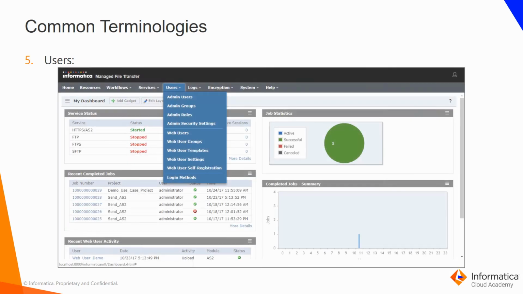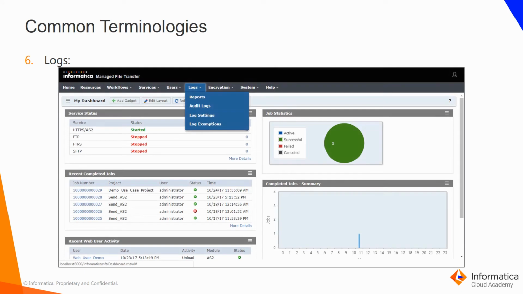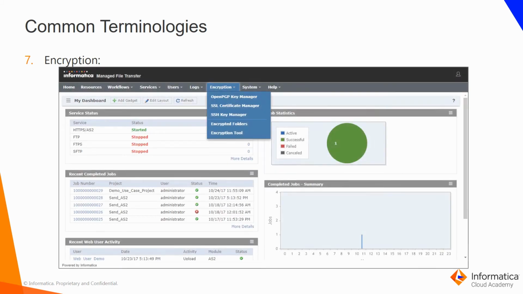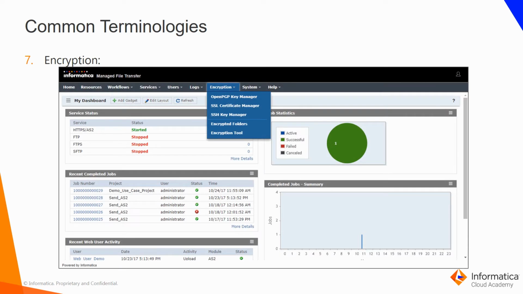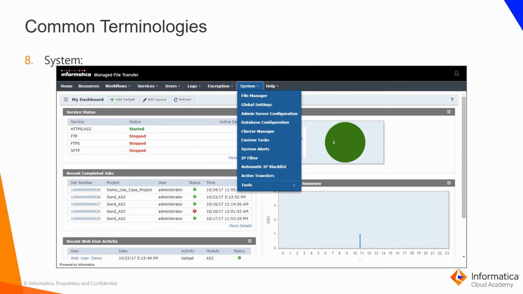Managed file transfer implements roles to control access to administrative functions in the product. Logs, reports, and log settings are available to authorized admin users from the Logs drop-down menu. The flexibility in managed file transfer allows you to choose the encryption standard for each file transfer. The System menu provides access to manipulate the settings for how managed file transfer operates within your environment.